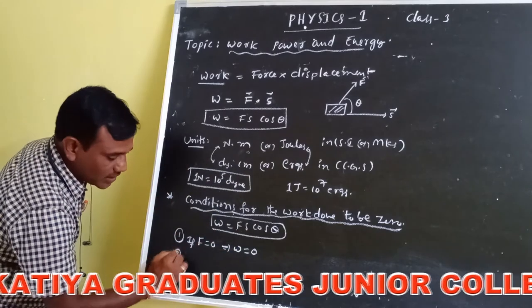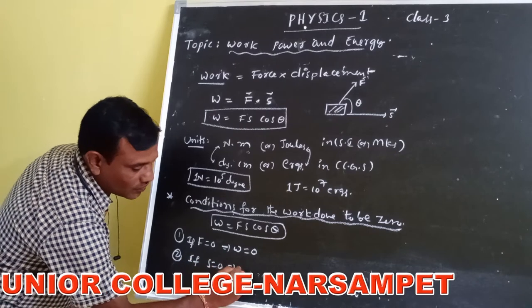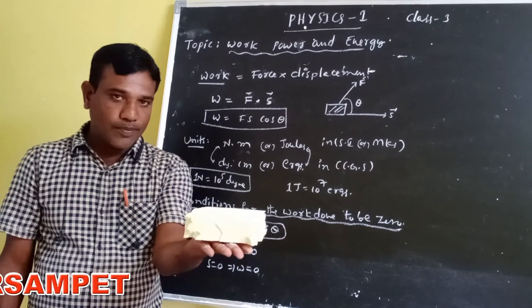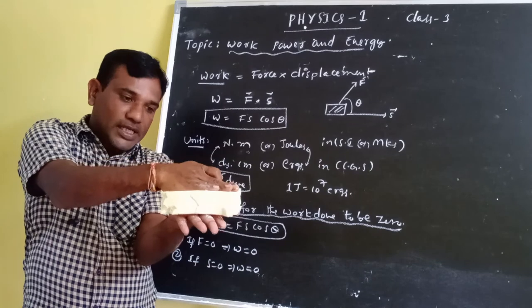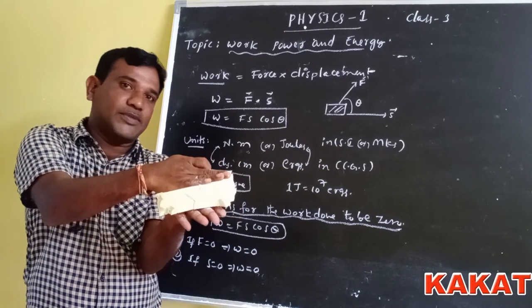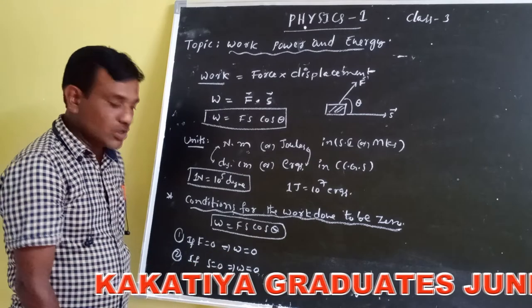And the second condition: if S equal to 0, then the work done is also 0. For example, in the same body, we apply a force on the body, but the body does not move, it is not displaced. Then the displacement is equal to 0, and the work done is also 0.